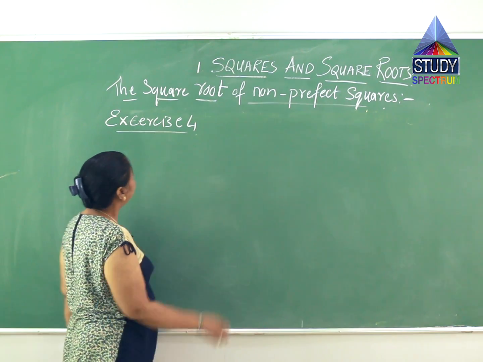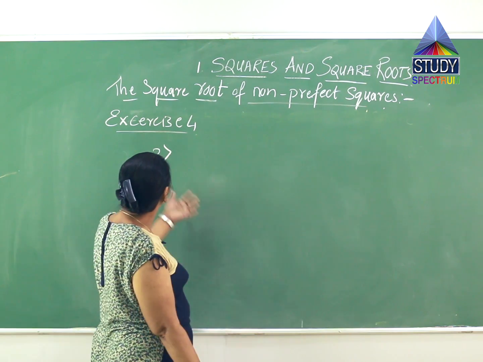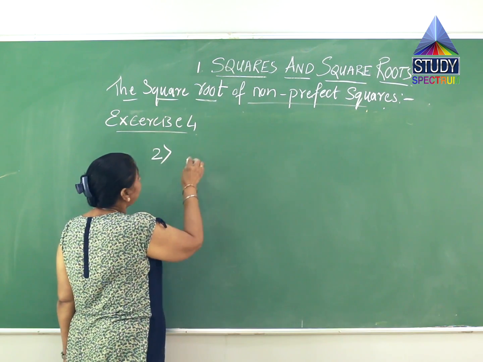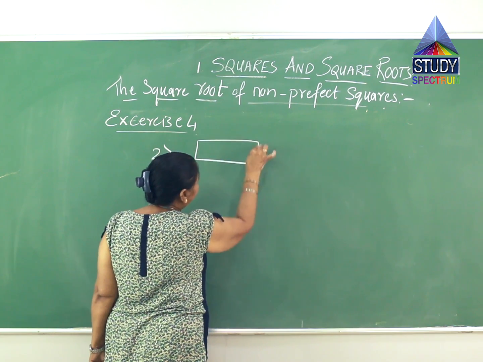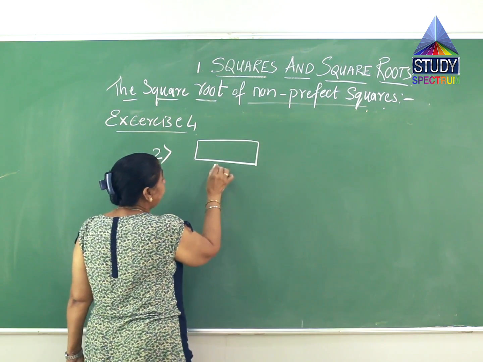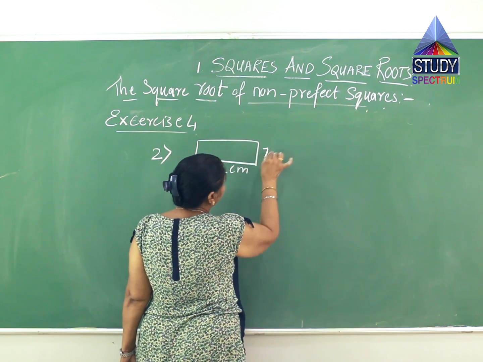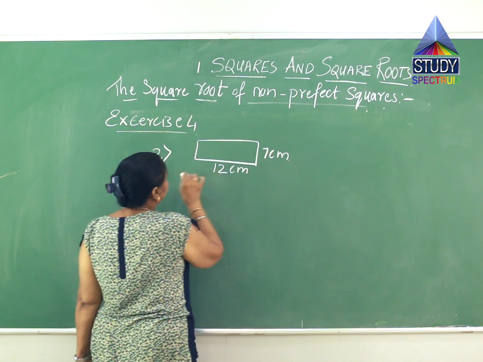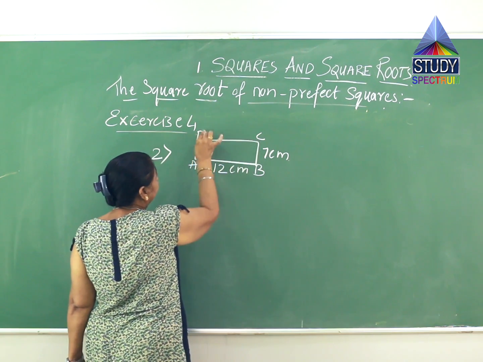Let us start with the second example. In the second question of Exercise 4, they have asked you to find the diagonal of a rectangle where they have given the length and the breadth of the rectangle. Length they have given 12 centimeter and breadth is given 7 centimeter. Let us name it A, B, C and D.